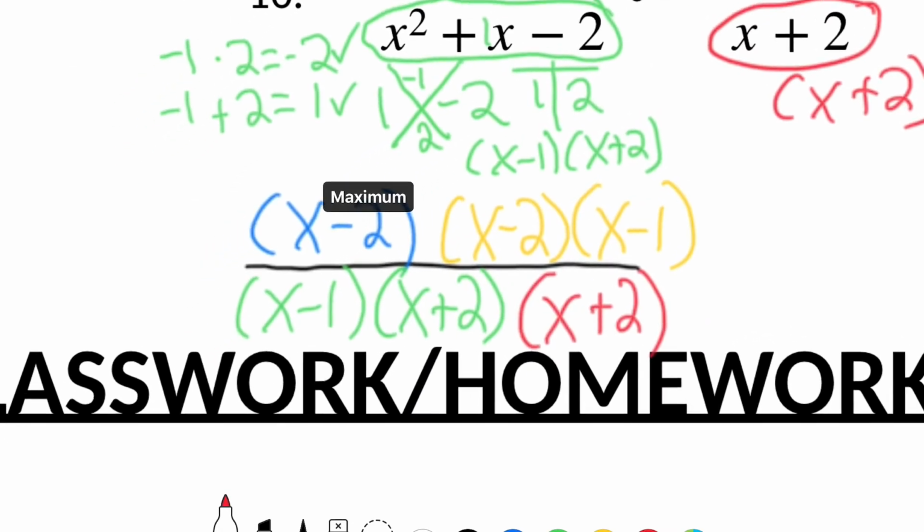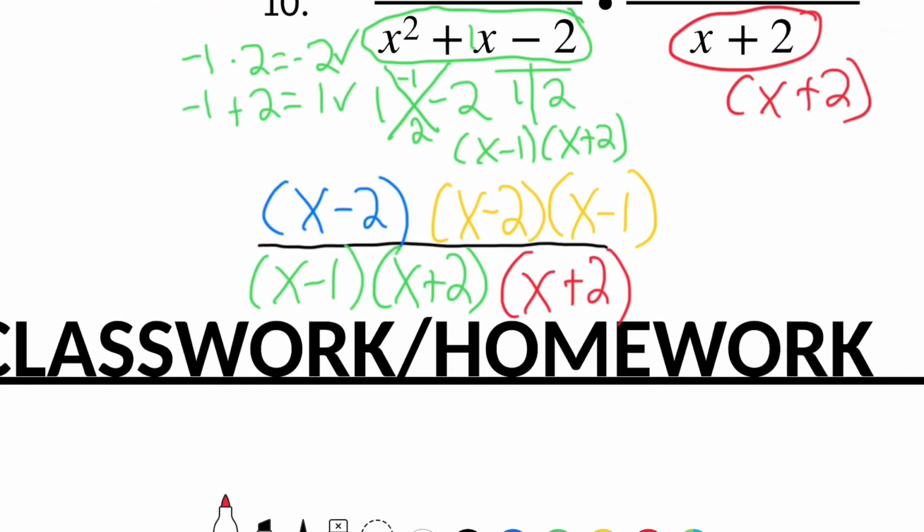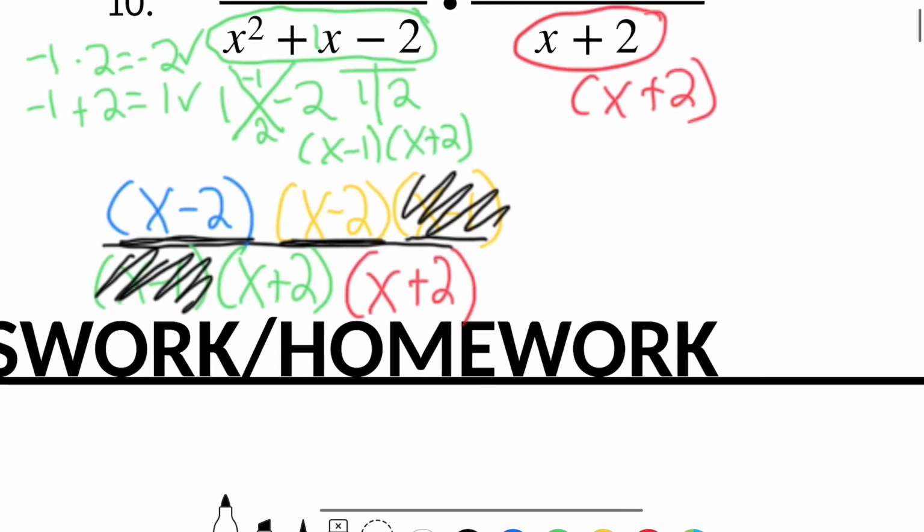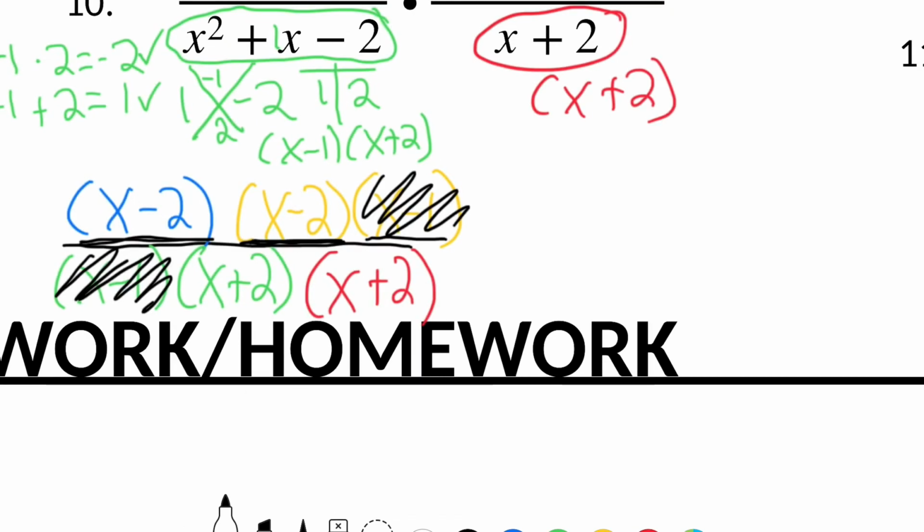So I'm asking myself, can I cancel anything out? Do I have an x minus 2 in the denominator? No. Do I have another x minus 2 in the denominator? No. Do I have an x minus 1 in the denominator? Yes. So it is now gone. Then I'm going to simplify this.